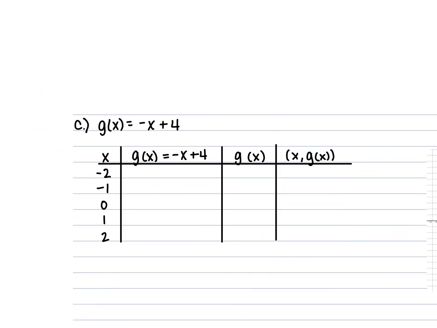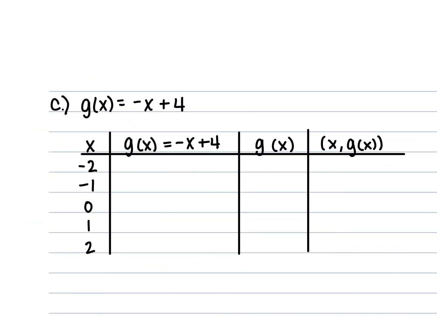We're going to do one more example, and then that'll be it. So go down to letter C. We've got g of x equals -x plus 4. What we're going to do is plug in our values. So we're going to do g of -2 equals -(-2) plus 4. This will give me a +2 plus 4 will give me 6. So our first point is -2, comma 6. Our second point is going to be g of -1 equals -(-1) plus 4. That's going to be a +1 plus 4, which will give me 5. My next point is -1, comma 5.